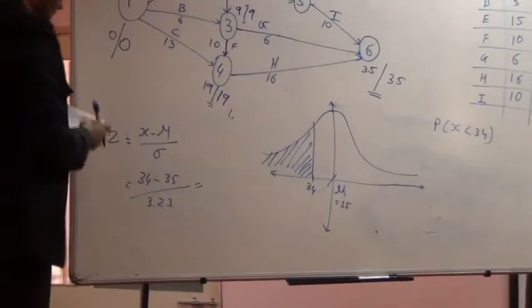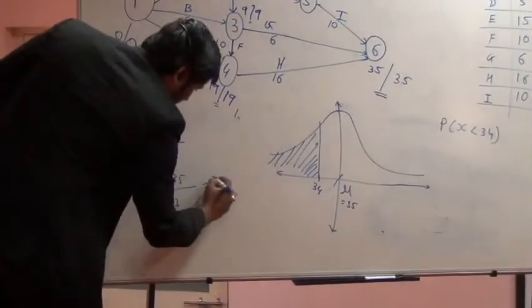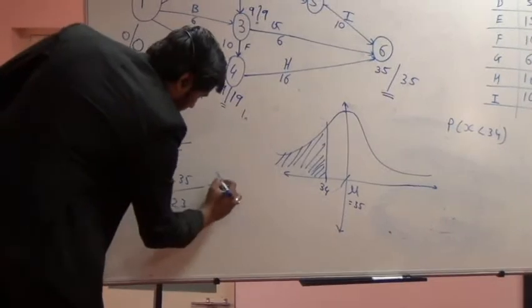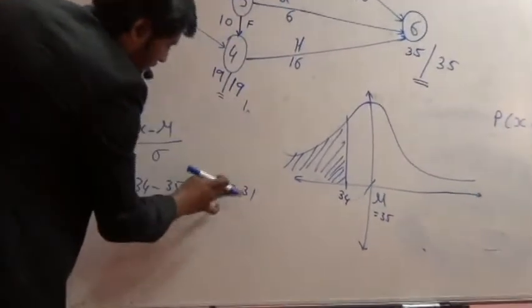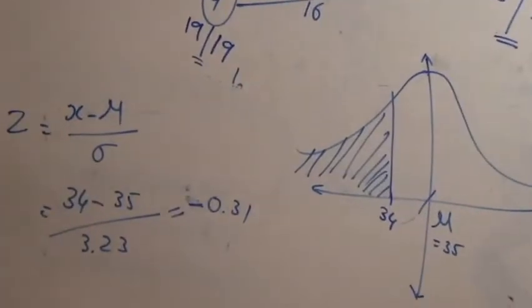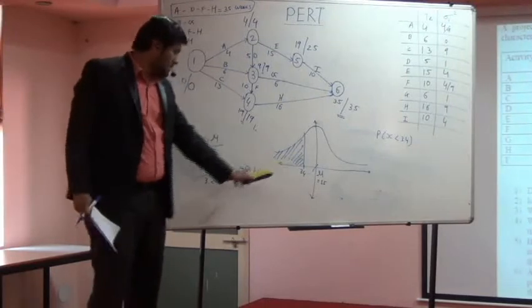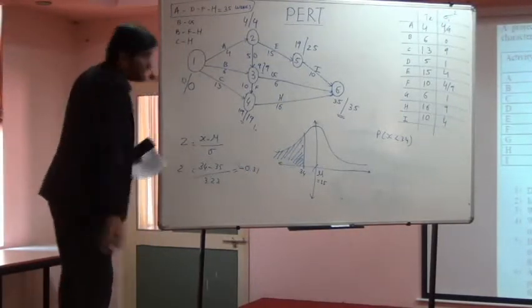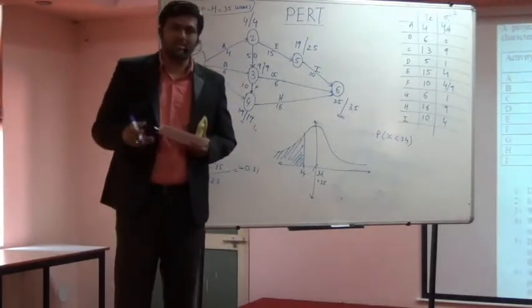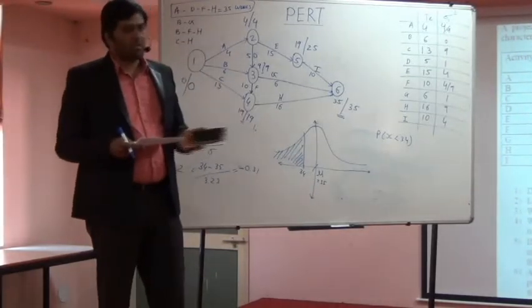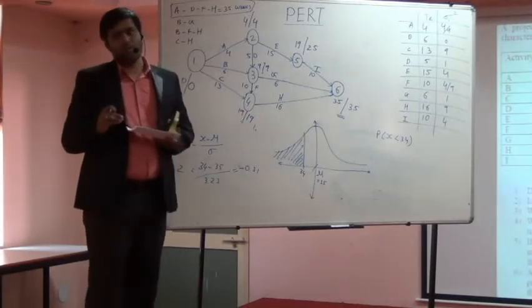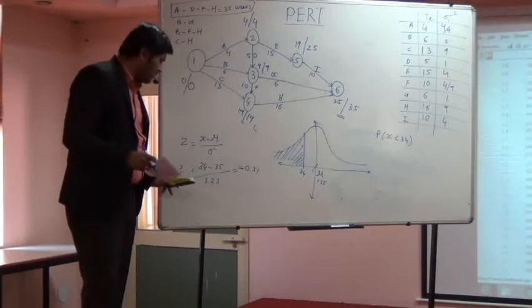If we do the calculation, that will be minus 0.31. Why is it showing minus? Because the area is on the left-hand side of this particular view. That's why it is minus. Now remember, people, in statistics we have a normal distribution curve, a bell-shaped curve. For that reason we have the table of the normal distribution curve, and based on the table we are going to find out the area for z, that is 0.31.